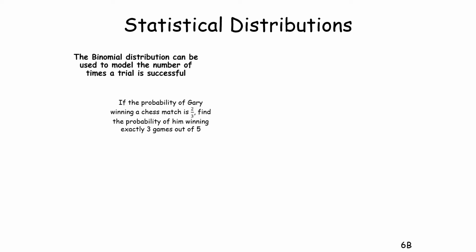So if the probability of Gary winning a chess match is 2/3, find the probability of him winning exactly 3 games out of 5. We could represent it like this. So our x could represent Gary winning and our y represent Gary not winning. So you can see how this is related to what we've learned in binomial expansion.